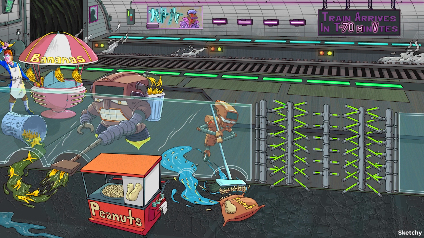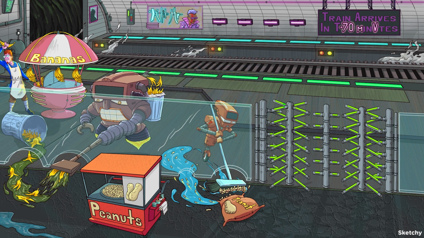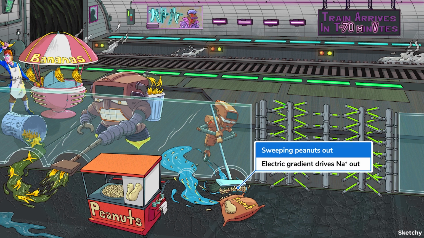These two robots represent the electric gradients for potassium and sodium. The banana robot vacuums bananas back in because potassium's electric gradient drives potassium ions back into the cell. Similarly, the electric gradient generated by sodium ions drives sodium ions back out. Hence, the peanut robot sweeping peanuts back out under the gap.